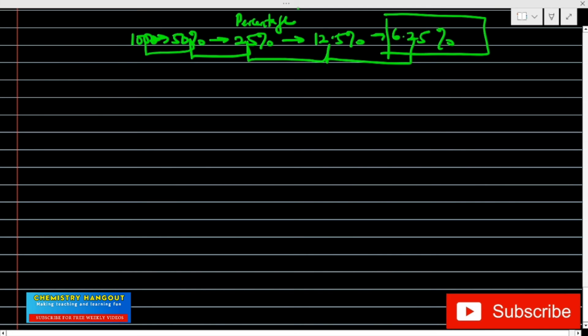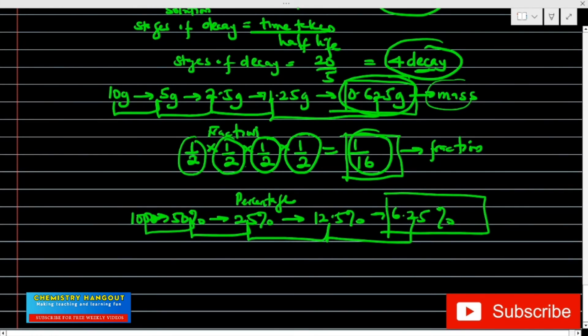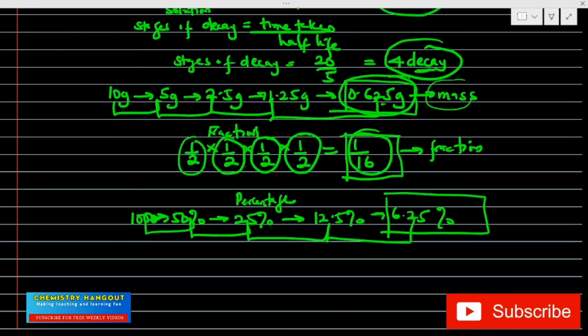Don't forget that this one we did, this 0.625 is the amount remaining, right? They can ask you the amount decayed. So don't get it wrong. This 0.625 gram is the amount that is remaining after it has decayed from 10 gram. So they can ask you what is the amount that has decayed. You just say 10 minus 0.625. You get your answer. So if they ask you what is the amount that has decayed, that will be 10 minus 0.625, and that's around 9 points.